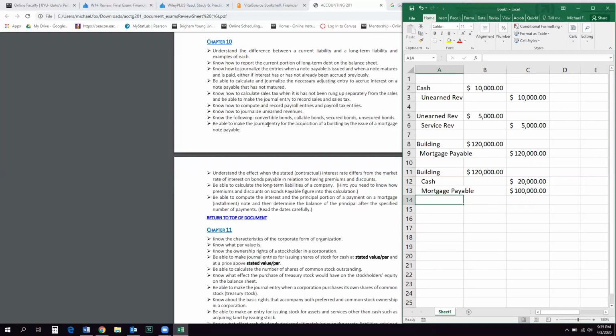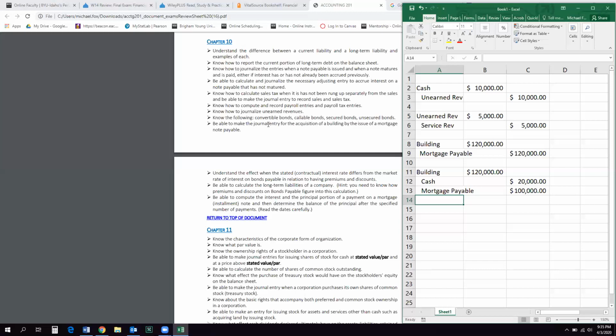Be able to calculate the long-term liabilities of a company. Hint, you need to know how the premiums and discounts on bonds payable figure into this calculation. In other words, in the long-term liability section, they will have something like a note payable. They may have a mortgage payable and tell you a certain part of it is current, or not even tell you, you'll just have to calculate that a certain part of it is current, so that only part of it is long-term. And then they'll have bonds payable and show that there'll be discounts. And so you have to know that you'll subtract out the discount on bonds payable to find the balance of your, we'll call it the book value of your bonds payable. So you need to know all those things to be able to figure that out.